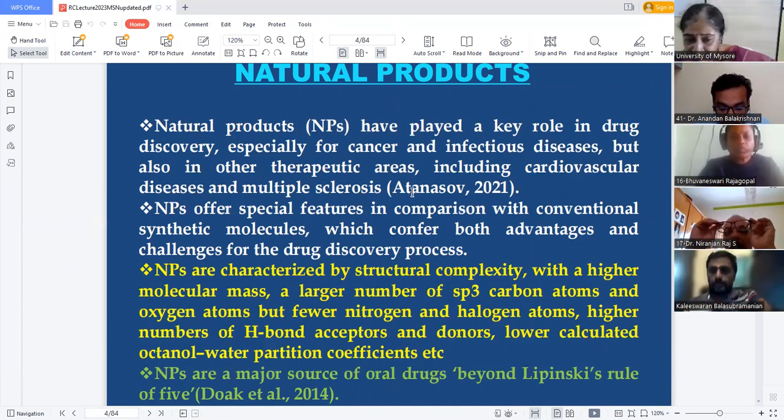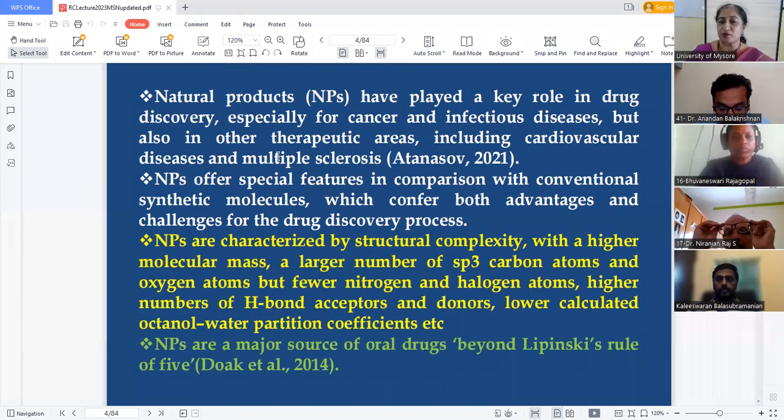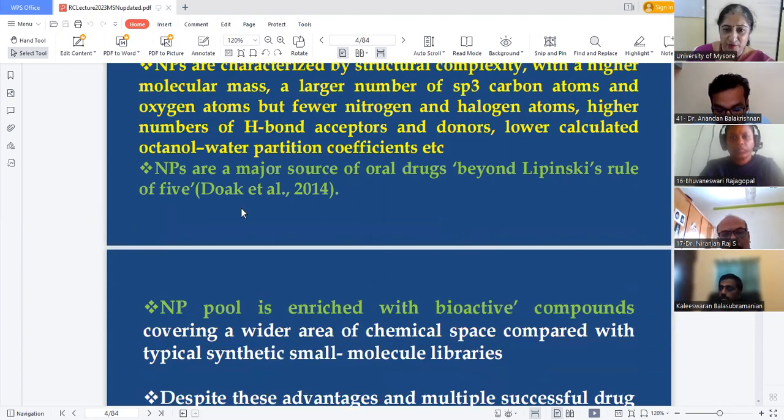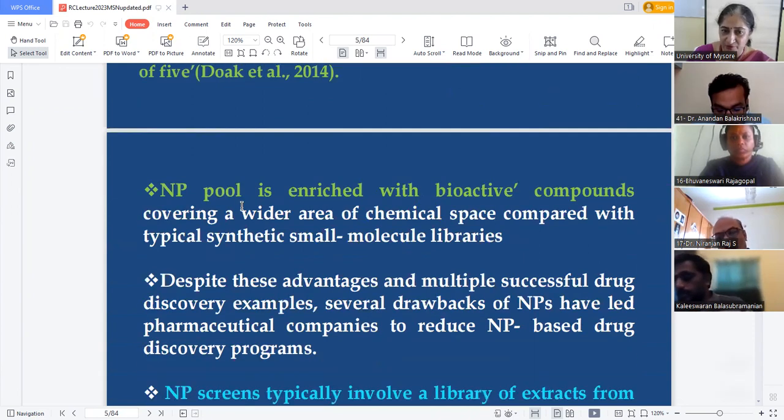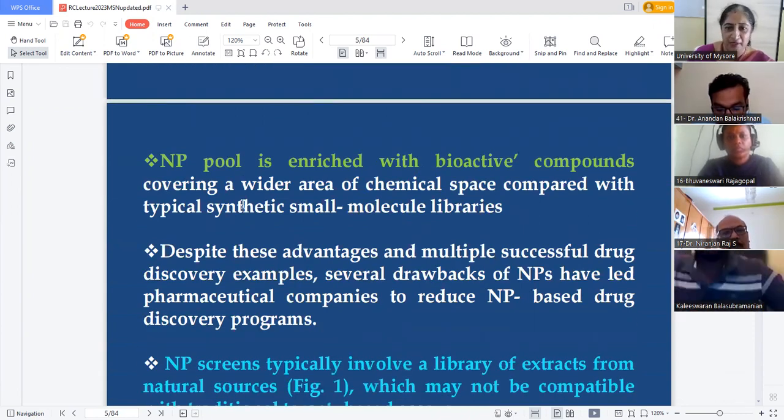So NPs have certain characteristics, with structural complexity and higher molecular mass. They have to obey Lipinski's rule of 5, which was proposed by the chemist Christopher Lipinski in 1997. And all those like hydrogen bond acceptors and donors, which should be equal to or greater than 5, and partition coefficients are all characteristics that will make an oral drug competent. Okay, so that's why it's very important to learn about the rules before proceeding to a drug discovery program.